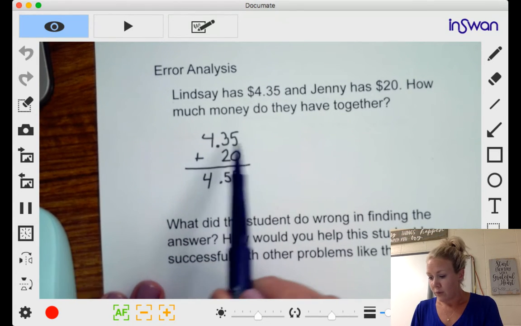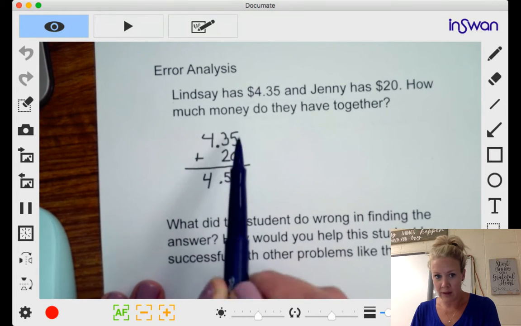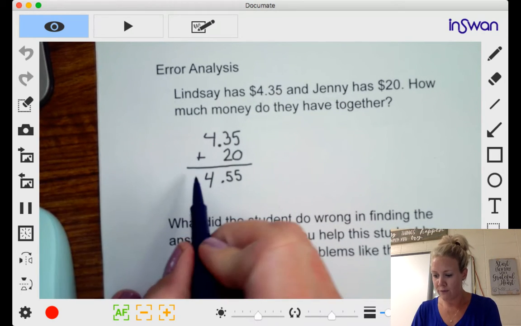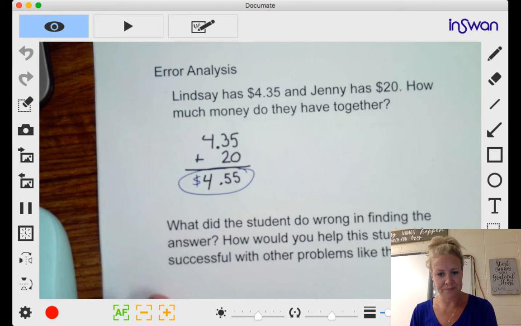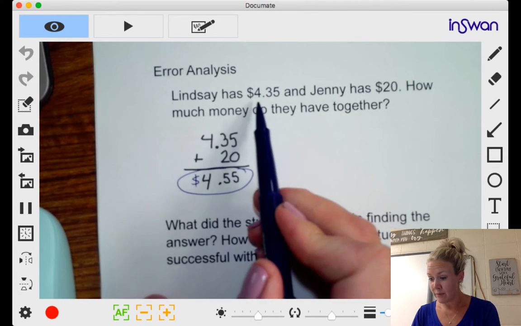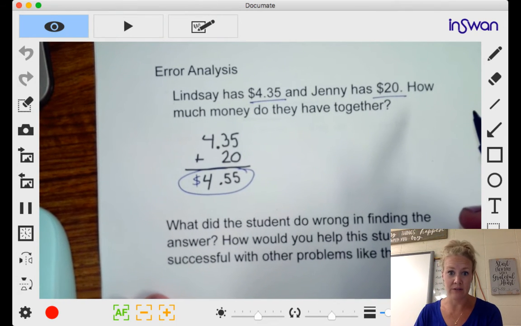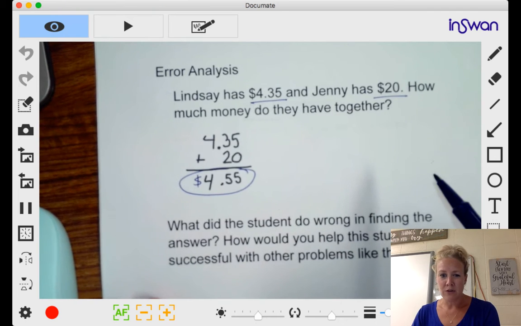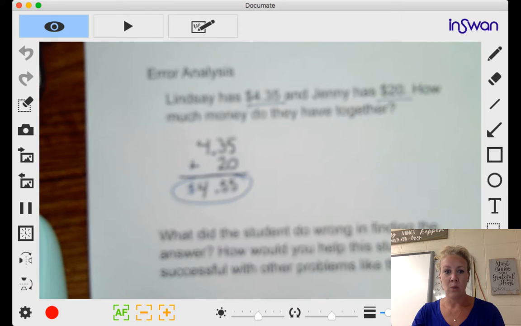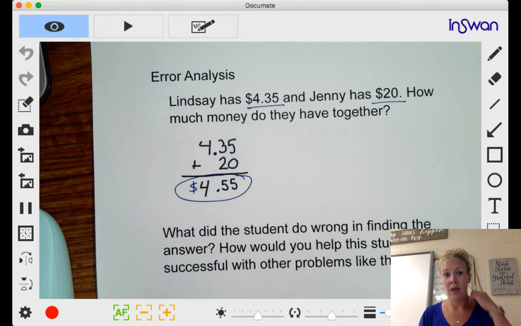So the student here wrote the $4.35, wrote the 20 underneath. Their teacher told them to line up on the right side, and so they added down. Together they have $4.55. Hopefully you're saying there's no way they only have $4.55. If somebody has $4.35 and somebody has $20, they should have more than $20 altogether. So my question to you would be to think about what you could tell this student that solved it, what they need to do when adding decimals in order to get the correct answer.